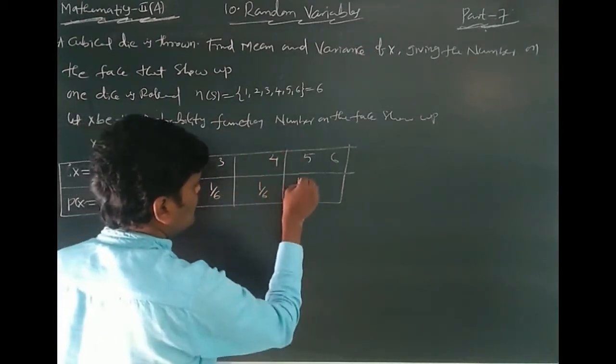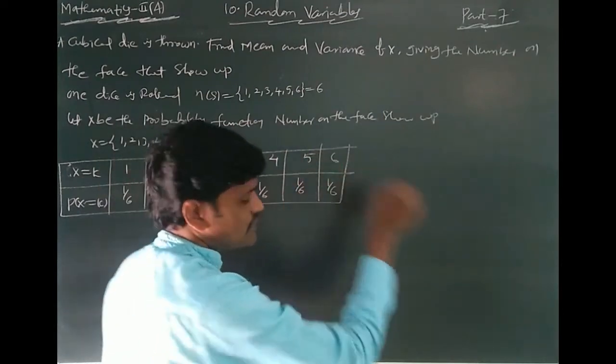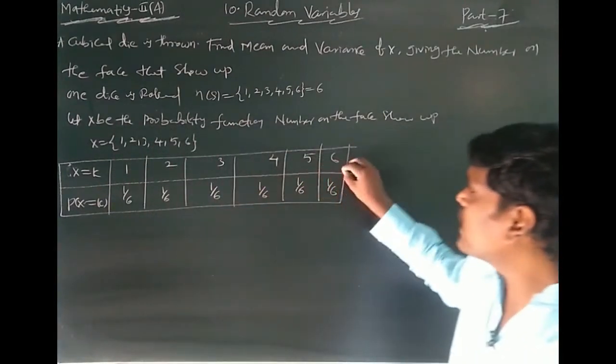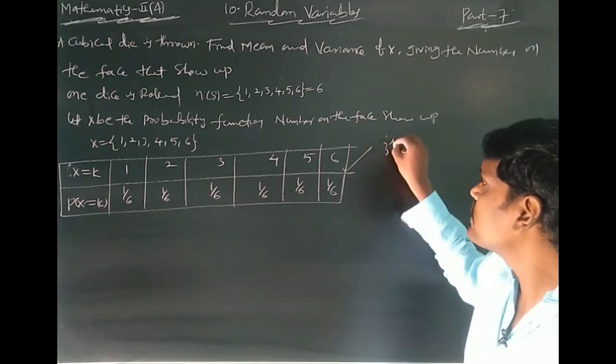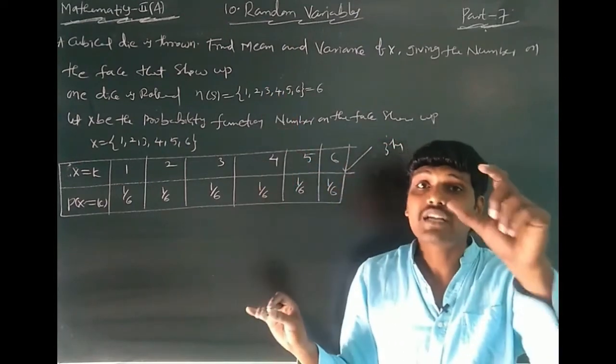4 also be 1 by 6. 5 also be 1 by 6. 6 also be 1 by 6. This table you constructed, you get 3 marks in this problem.